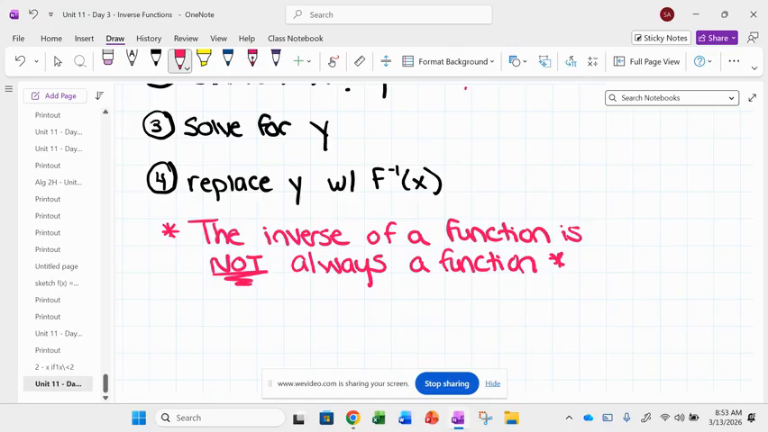When I say it is not always a function, does that mean that it could sometimes be a function? Absolutely, but does it have to be a function? No. And now let's go back and talk about what criteria makes something a function. What criteria makes a relation a function? Who remembers?